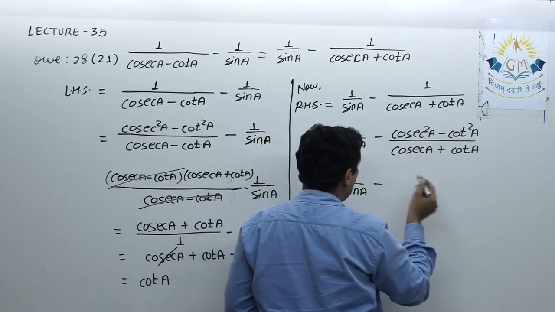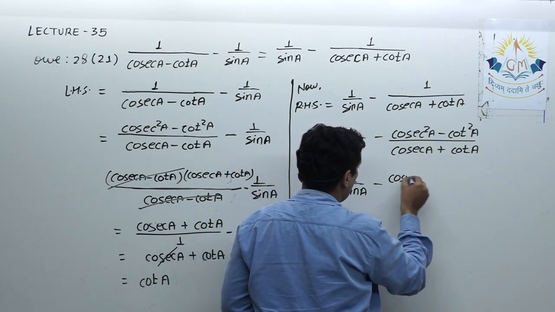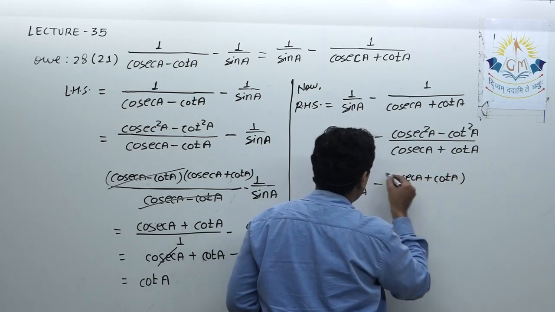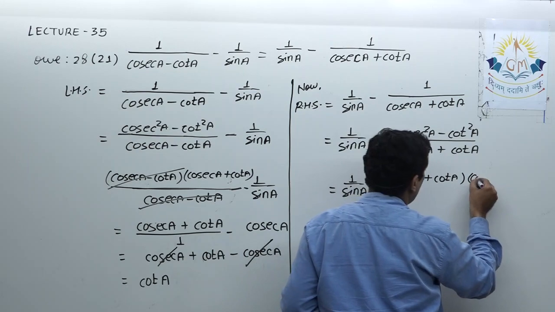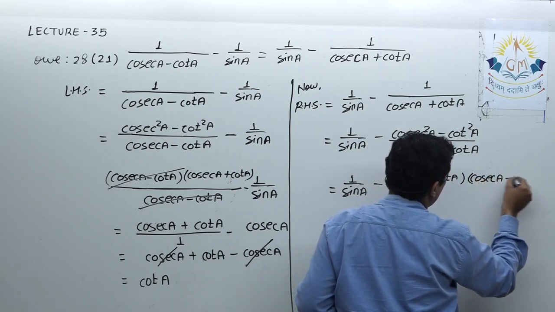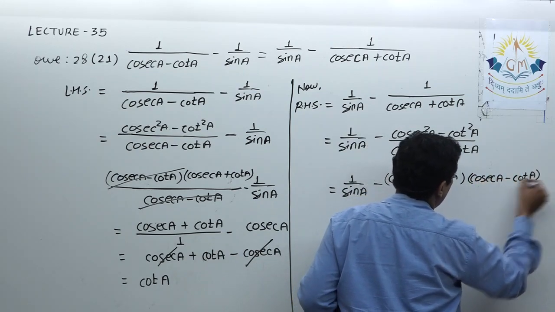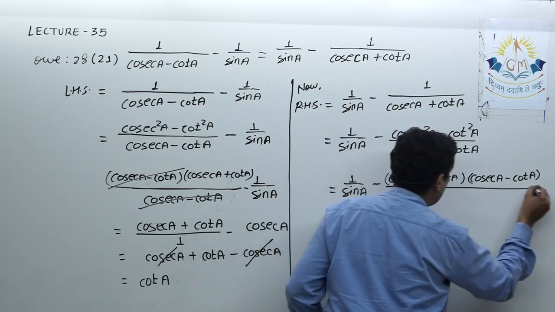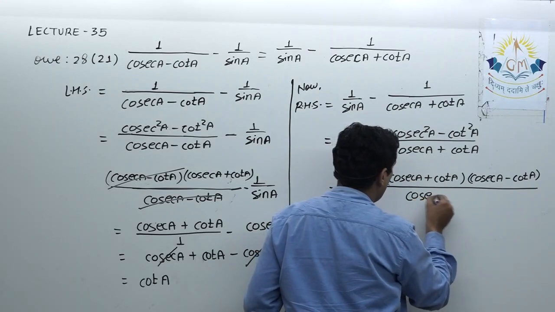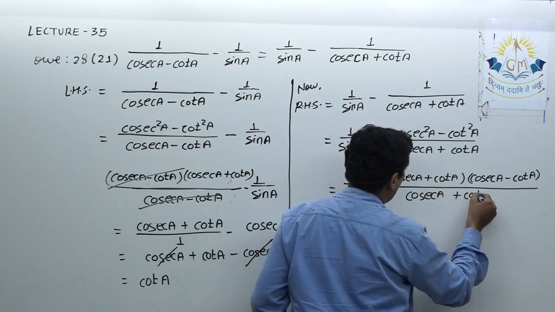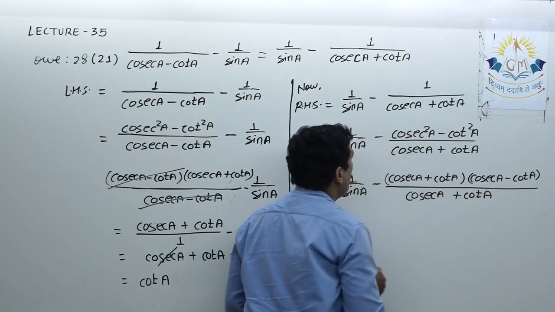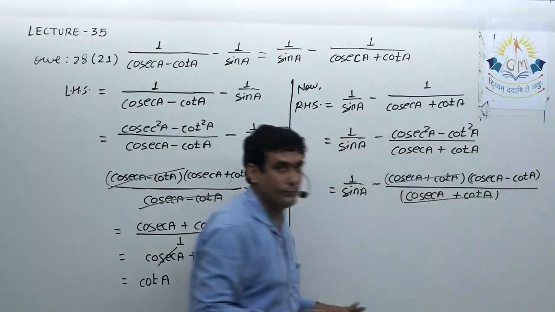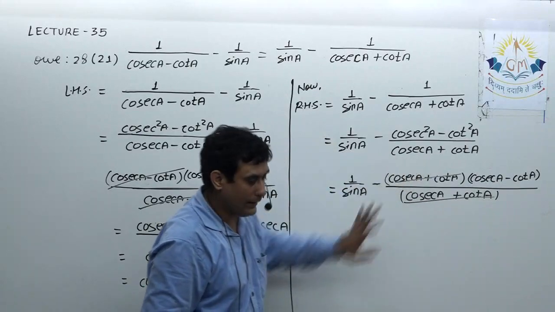Now cosec square A minus cot square A is (cosec A plus cot A) into (cosec A minus cot A), and the denominator remains as it is, that is cosec A plus cot A. Okay, now this cosec A plus cot A I can cancel. This cosec A plus cot A can be cancelled.